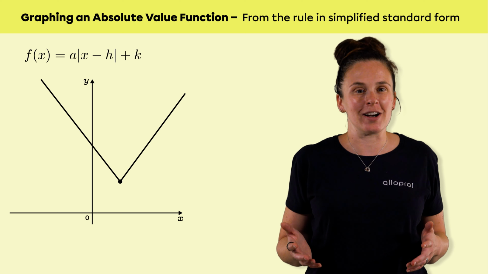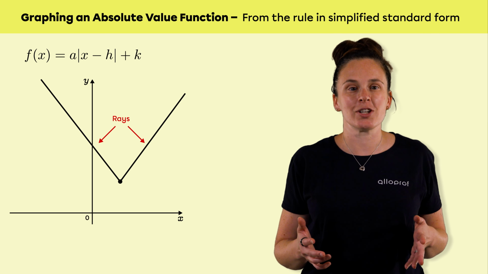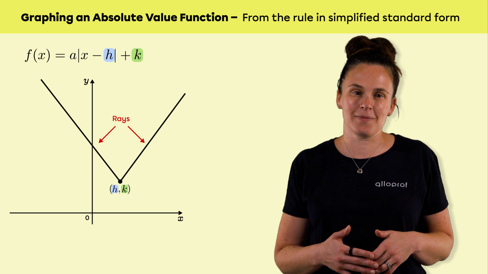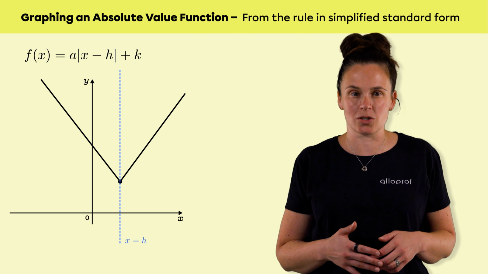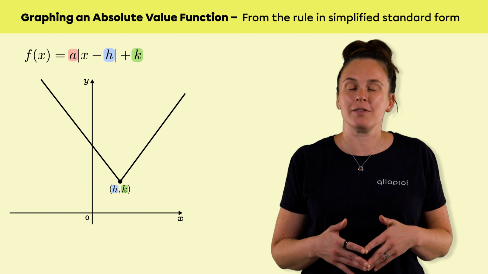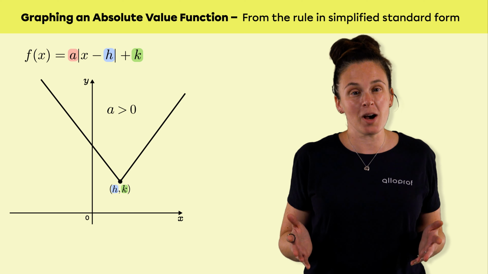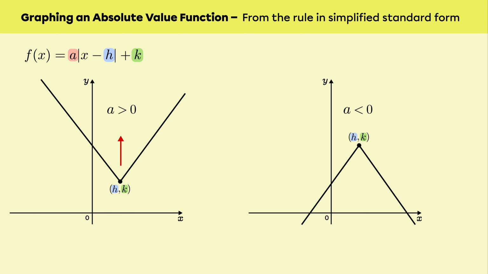An absolute value function is composed of two rays which form a V. The vertex of the function has coordinates (h, k). Each ray is a reflection of the other with respect to the line x equals h. The sign of parameter a determines the direction of the opening of the function. If a is positive, the function opens upwards. On the other hand, if a is negative, the function opens downwards. In other words, by exploring the three parameters of the function, we can quickly make a sketch of the graph. Let's look at an example in more detail.